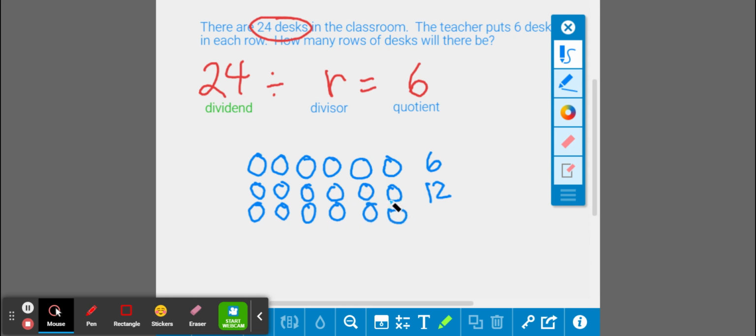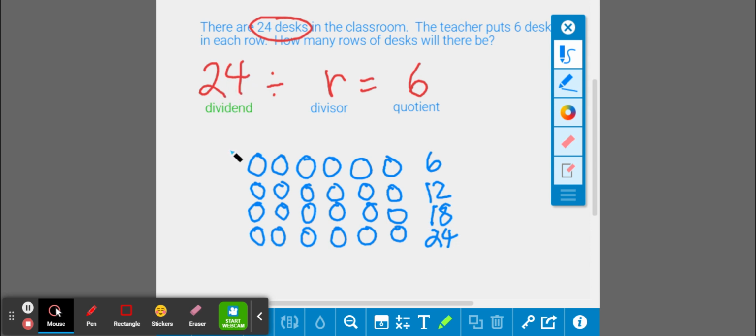Now I'm not up to 24 yet, so I'm going to continue to count. Let's assume I can't skip count by 6s yet, so I'm going to go back and count. I'm at 12, 13, 14, 15, 16, 17, 18. And the more students work on these kinds of problems, the more fluent they're going to become with their math facts. So we're at 18. Our dividend is 24. We've got to continue to make another group of 6. So that's 19, 20, 21, 22, 23, 24. I have now reached 24 desks, just like the 24 desks in my dividend. So now I have reached my total.